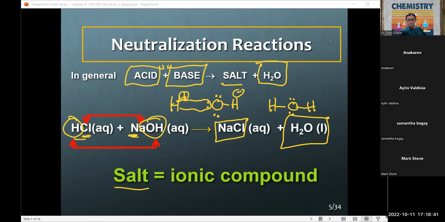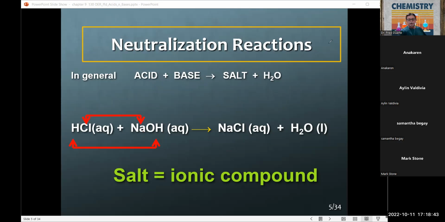Okay, so some food for thought, because there are a lot of advocates out there about drinking alkaline water. I'm not going to be pro or con about it, but I'm just going to give you some chemistry. Okay, this is your stomach.